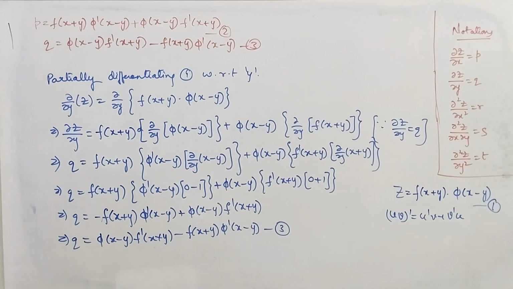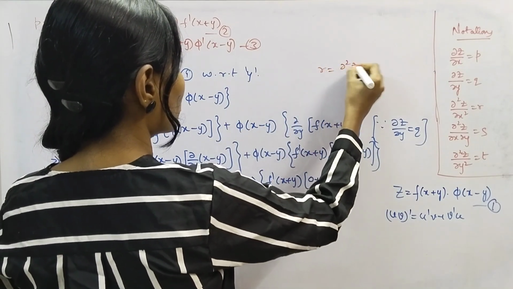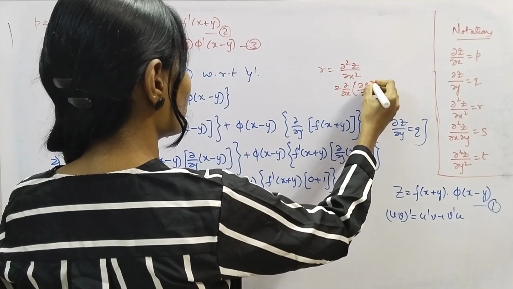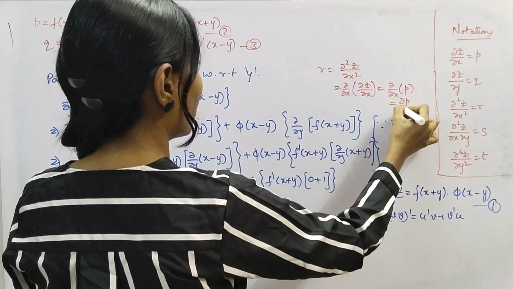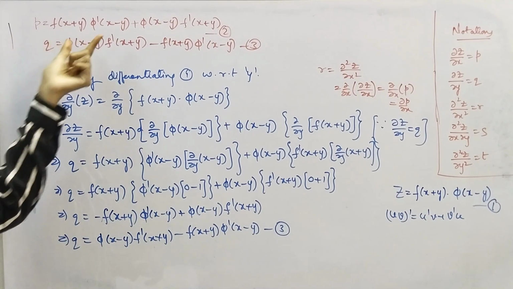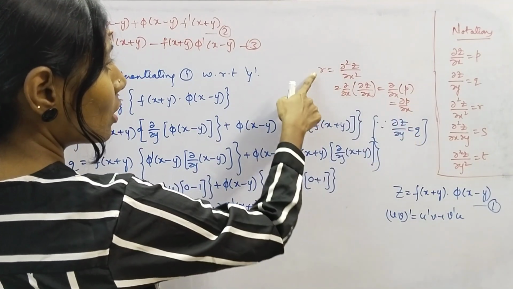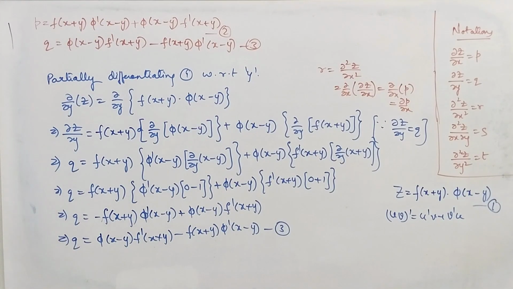Right. Let's now find equation involving r. We know that r is nothing but dou square z by dou x square. We can write this as dou by dou x of dou z by dou x. Since dou z by dou x is nothing but p, we'll get dou p by dou x. Dou p by dou x is nothing but r. So now to find equation involving r, we are going to use equation involving p and partially differentiate it with respect to x so that we'll get equation involving r. So let's partially differentiate 2 with respect to x to find equation involving r.